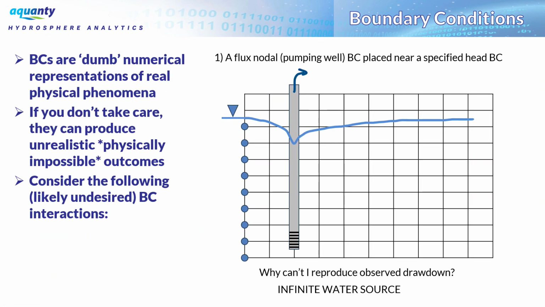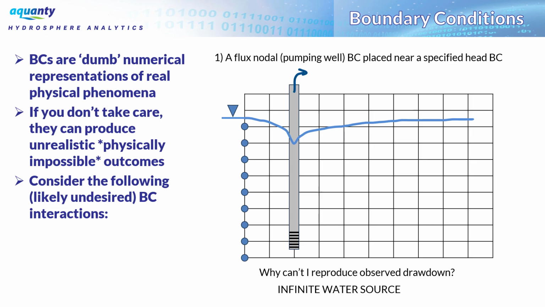A couple of examples of very poor applications of boundary conditions. Boundary conditions are, as I said before, just mathematical or numerical representations or operators onto your matrix of equations that represent real physical phenomena. But they're kind of dumb, right? They're just mathematical operators that don't have any idea of what physical reality looks like. And so if you're not careful, you can definitely produce really unrealistic and physically impossible situations if you apply boundary conditions inappropriately. So here are a couple of undesired or bad applications of boundary conditions.